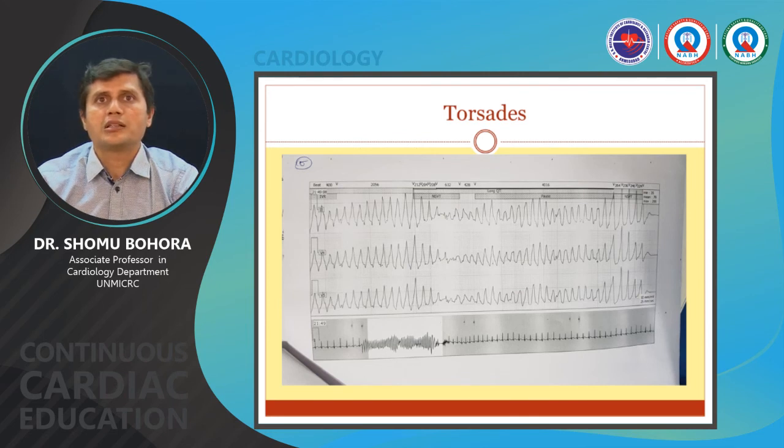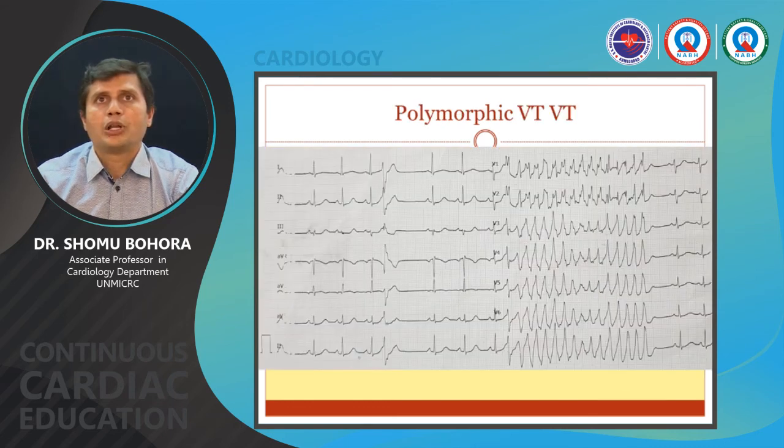What you see commonly is torsades, a shift around the axis. This is commonly seen with long QT. Polymorphic VT with idiopathic ventricular tachycardias, there is no long QT. There are R-on-T PVCs which can initiate this.